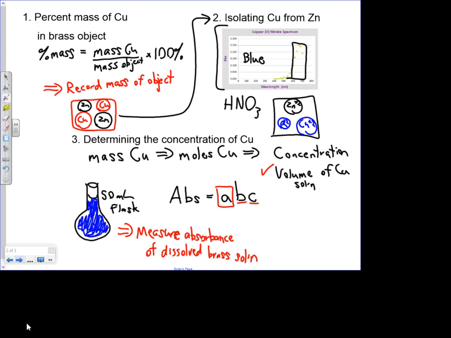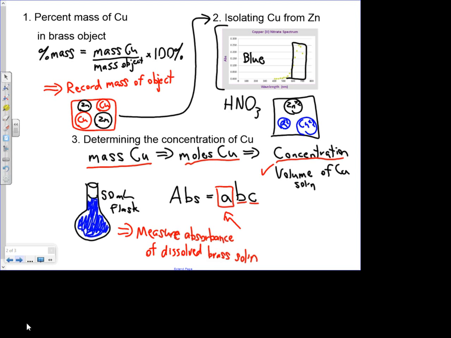So if we can see, I have concentration. If I know concentration, I can find moles. If I know moles, I can find mass. If I know mass, I can find percent mass, which is what I'm looking for. But in order to find concentration, I need to find this molar absorptivity. So how am I going to find the molar absorptivity value?